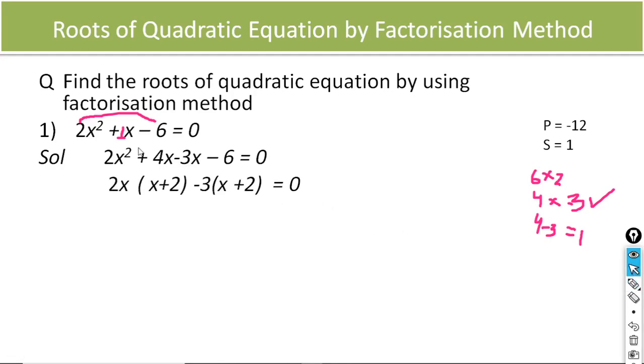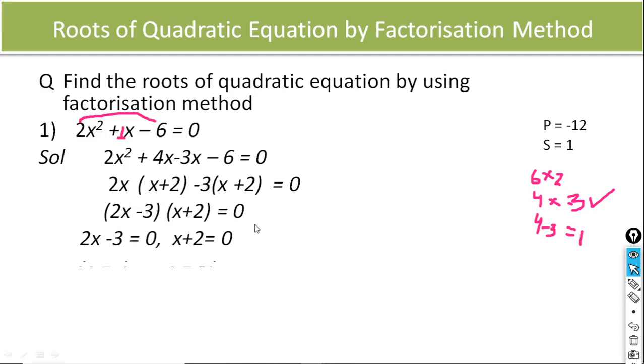Then we simplify this. From the first two terms, we take 2x common, and we get x + 2. From the last two terms, we take −3 common, and we get x + 2. This x + 2 bracket term is common in most of the cases. So next, x + 2 will be taken common, and we are left with 2x − 3. One by one, we equate them to 0 and find the value of x. The value of x is 3/2 from the first case and −2 from the second case. So these are the required roots of this equation.